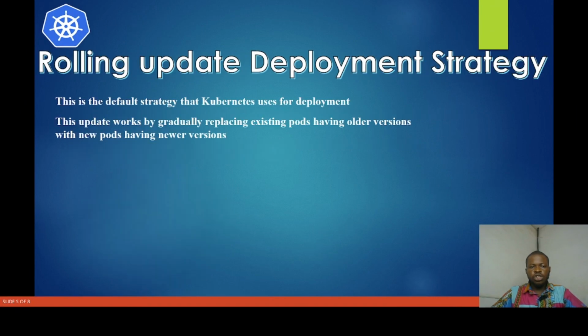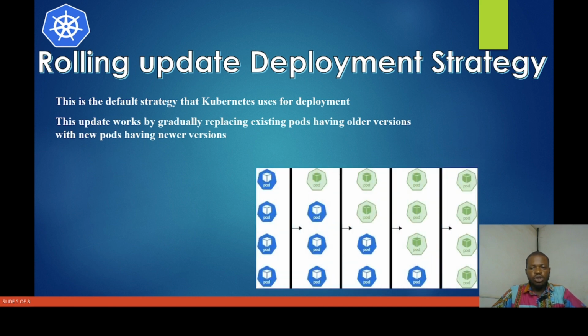So this rolling update strategy is the default strategy for Kubernetes deployment. This update works by gradually replacing existing pods using older versions with new pods having newer versions. Kubernetes gradually removes the existing pods one by one and replaces them with a new pod, one after the other, at the same time, without causing any downtime.